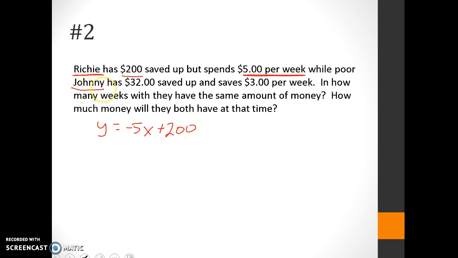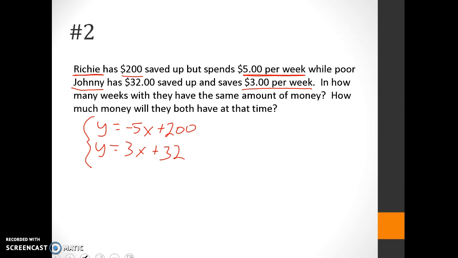Johnny's a different situation. He started with only $32 in his account, but he's saving $3 per week. So the amount of money that Johnny has is going to equal 3x, and it's a positive 3x because he's gaining $3 per week, and he started with $32. So here is our system. And so now we want to solve this system either using substitution or elimination.